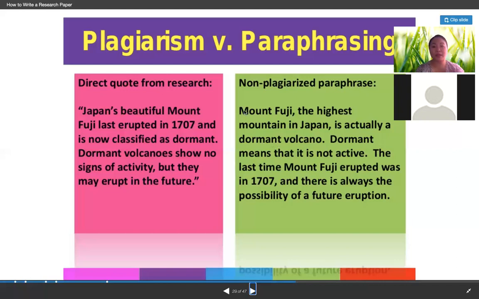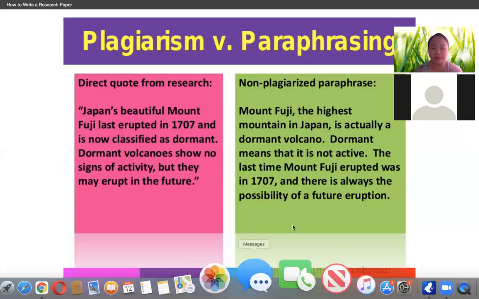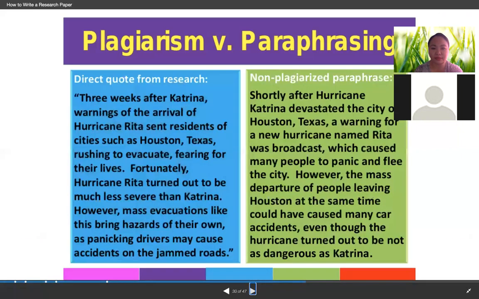He paraphrased it, but it's not plagiarized. And this, naman, is the direct quote. This is the original that the writer said.